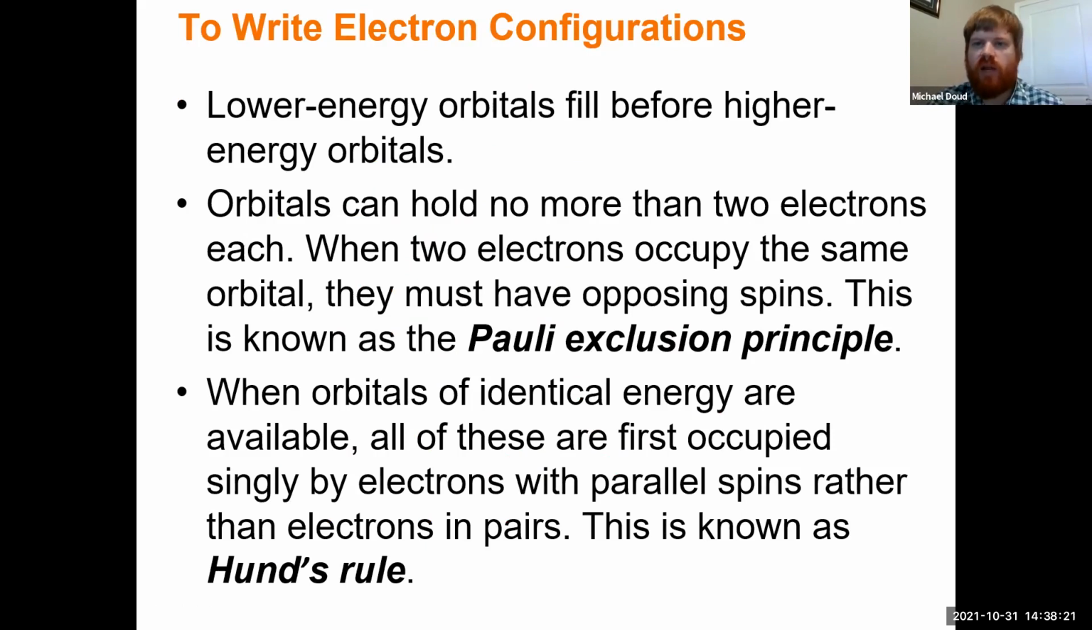And I know you're probably ready for some practice now. The lower energy orbitals are always going to fill before the higher energy orbitals. And these orbitals can hold no more than 2 electrons each. When 2 electrons occupy the same orbital, they have to have opposing spins. That's the Pauli exclusion principle. When you have orbitals of identical energy available, all of those are first occupied singly by electrons that have parallel spins rather than pairing the electrons. That's Hund's rule.